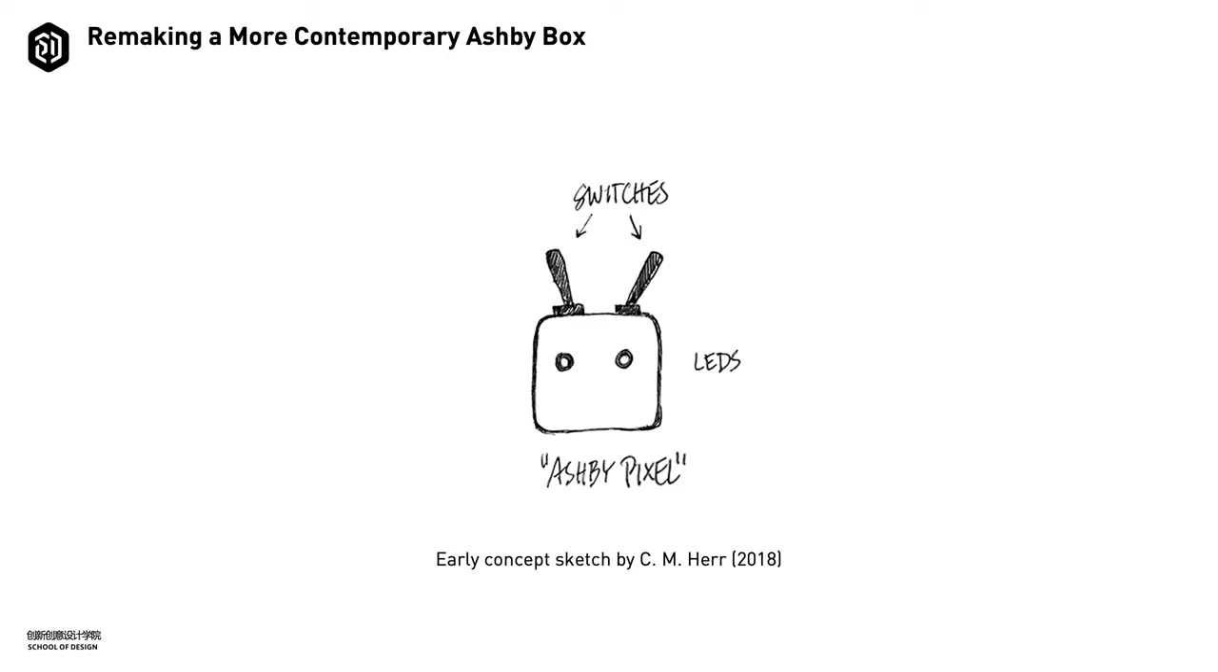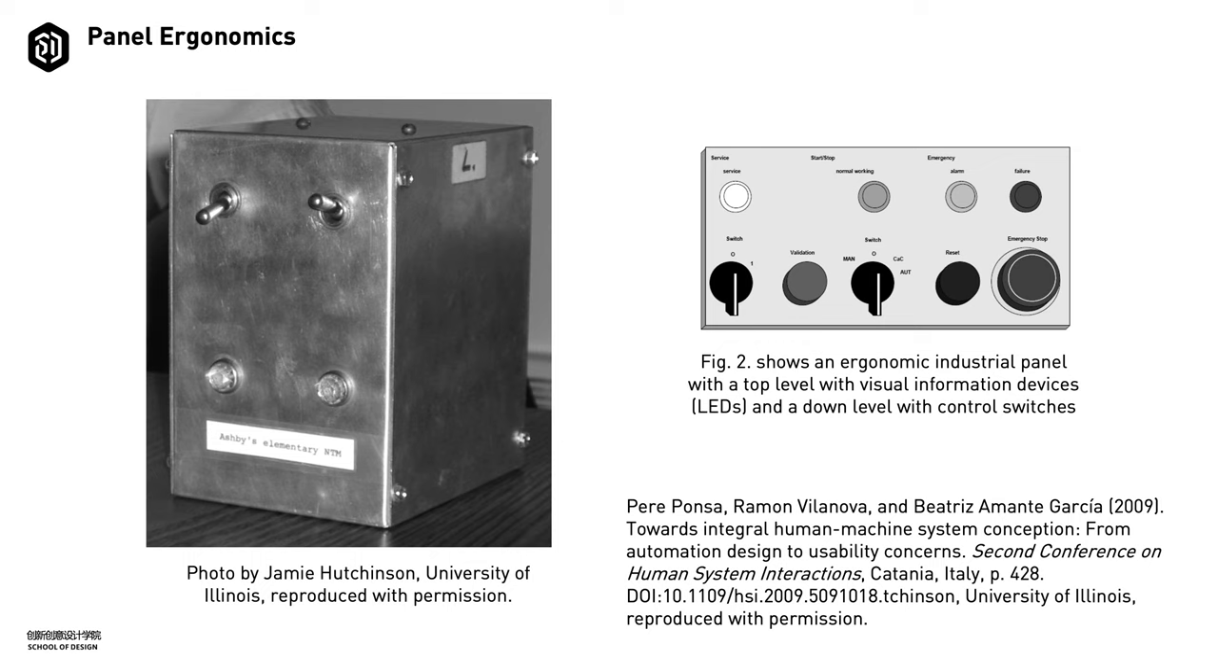So how have we changed this into a more contemporary reincarnation? The first thing we had to do is get the ergonomics right. This is from an ergonomics paper that basically says if you have manual input elements and visual output elements on an industrial panel, you put the visual output on top and the manual input at the bottom, otherwise your arms are going to block out the lamps. So this is actually ergonomically not how we would do this today. We would swap this around, and that's the first thing that we did.